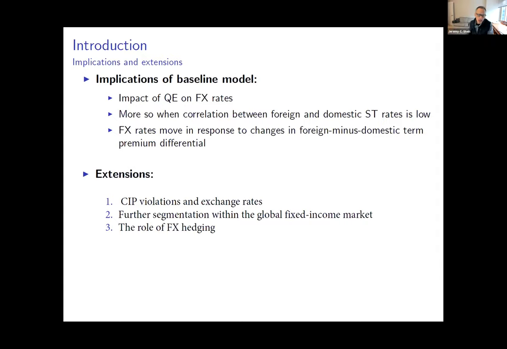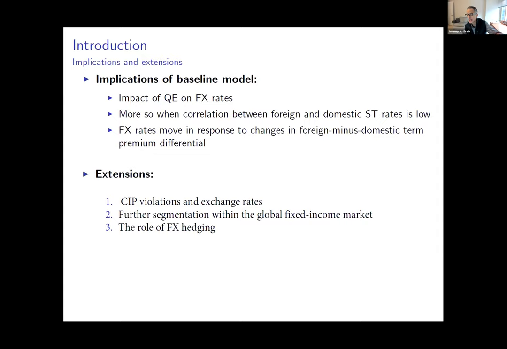Okay, so I can show you that. And then we have a bunch of extensions. And as I said, I'd like to spend a little time on this because this is where we go in a slightly different direction. One of the things that we explore has to do with, so far everything is about violations of uncovered interest parity, but I've said nothing about covered interest parity.